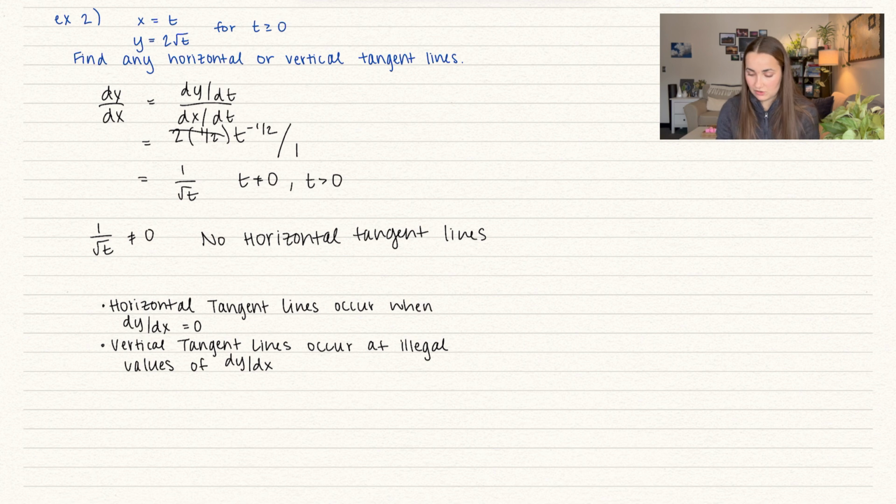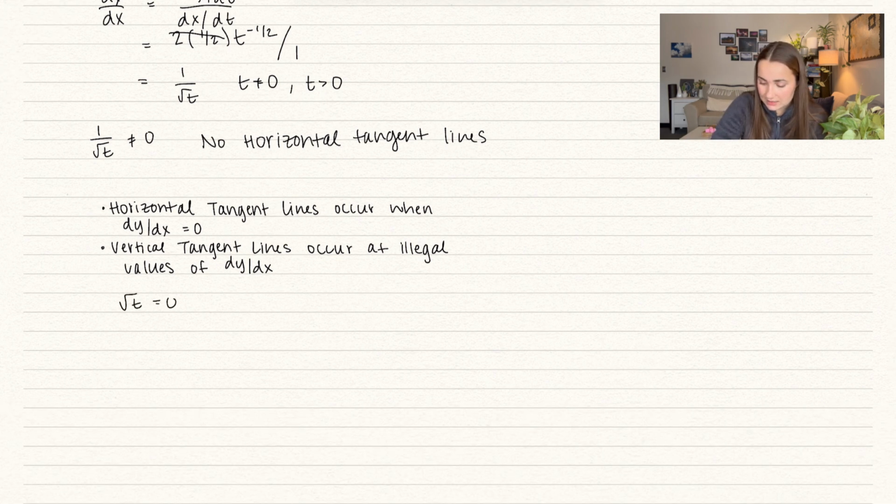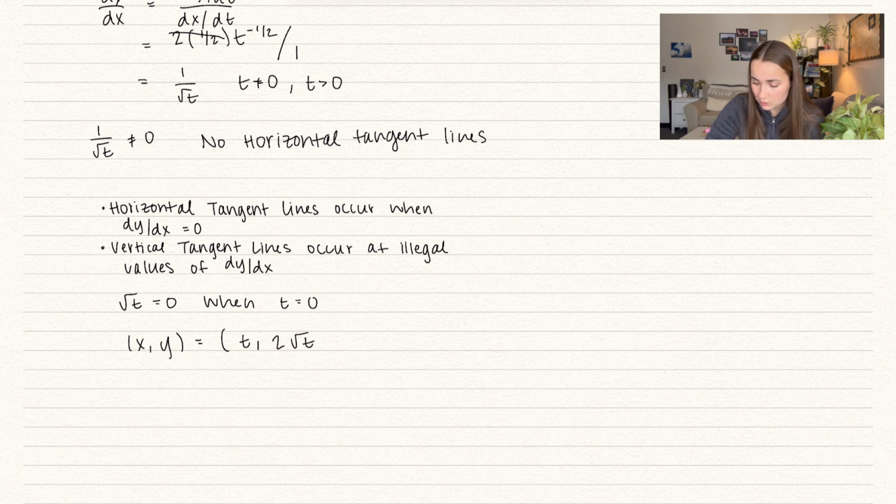Let's talk about the vertical tangent line. So that's going to occur at any illegal values. So our illegal values in this case are going to be when the denominator is equal to 0. So square root of t is equal to 0 when t is actually equal to 0, right? So now let's find the actual xy point where that occurs. Let's express it in terms of t. We know that x is equal to t and y is equal to 2 times the square root of t. So when t is equal to 0, all we have to do is plug in that value of 0. So we get 0, and then 2 times the square root of 0, which is just equal to 0.